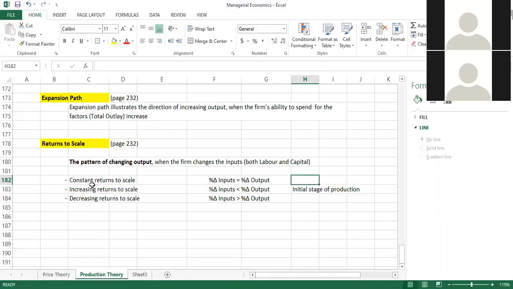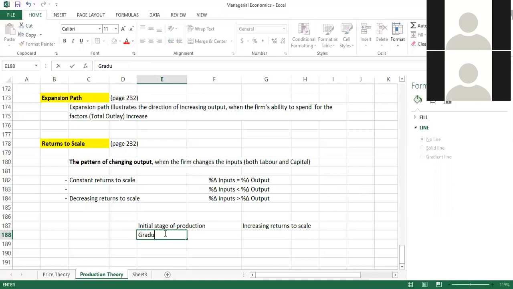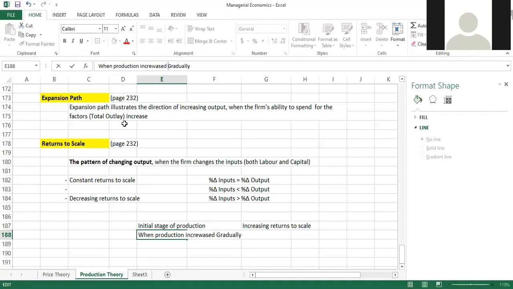So gradually there will be constant return. At the initial level of production, there will be increasing return. When production increases gradually, there will be constant return.